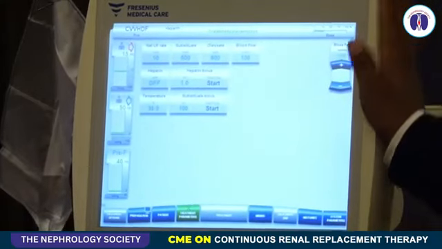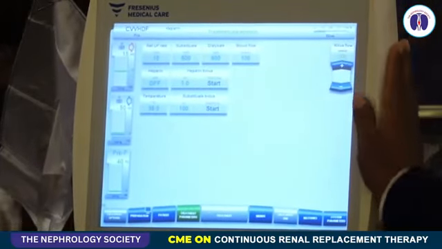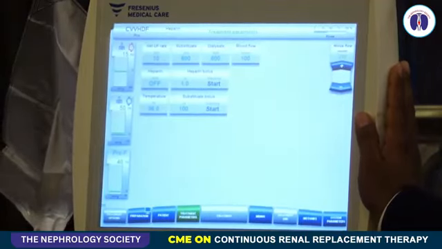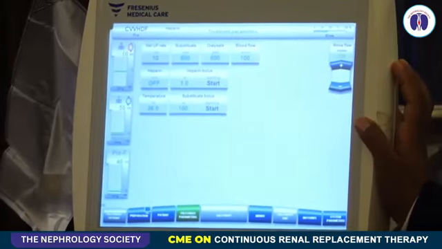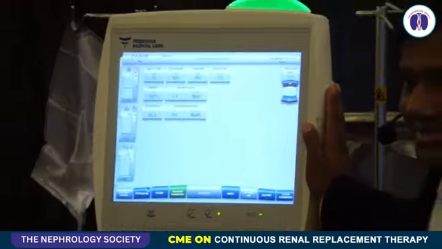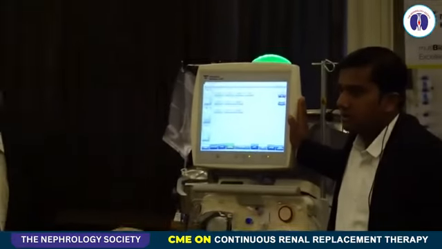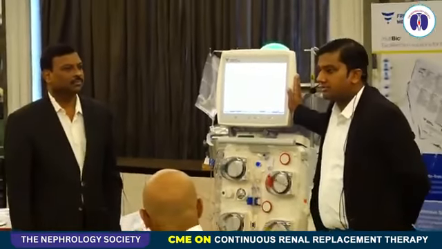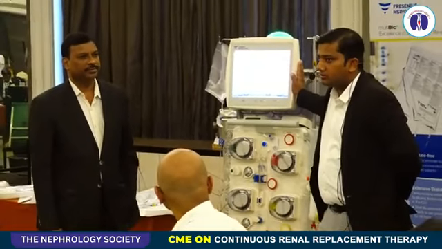Yeah, it is possible. The maximum rate of substitute we can keep is 9.6 liters per hour, and the minimum is 600 ml per hour. And in terms of dialysate, we can do 4.8 liters per hour.